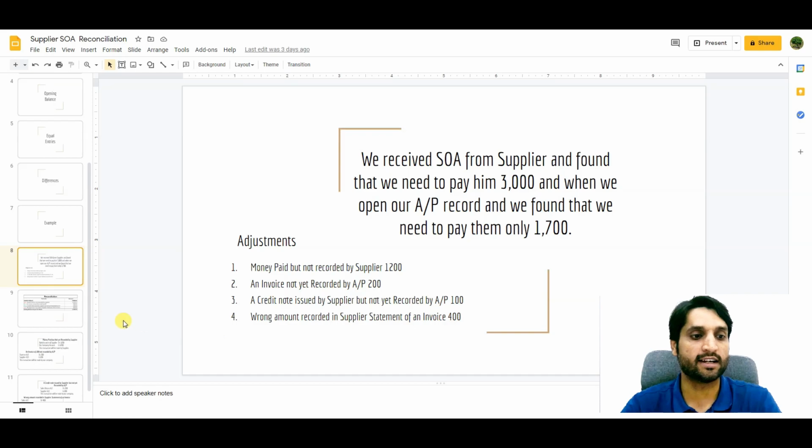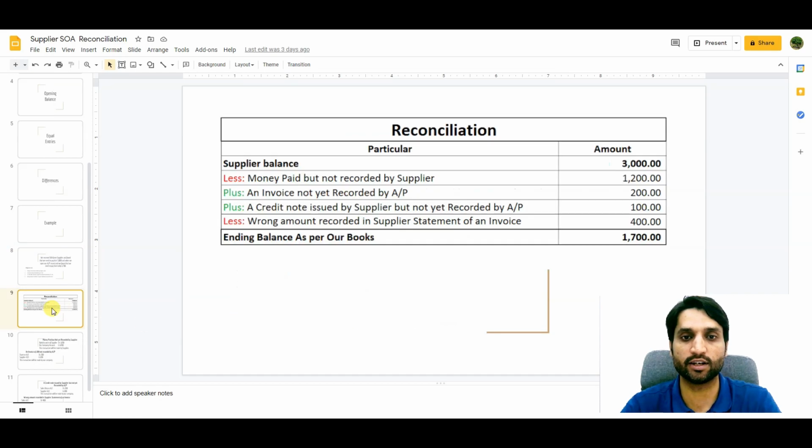So let's move ahead and see the reconciliation statement. Here the supplier balance shown in his statement is 3,000. Less the first adjustment, money paid but not yet recorded by the supplier. So this amount should be deducted from his statement. We have paid the money but he did not record it, so it will be less from his balance.